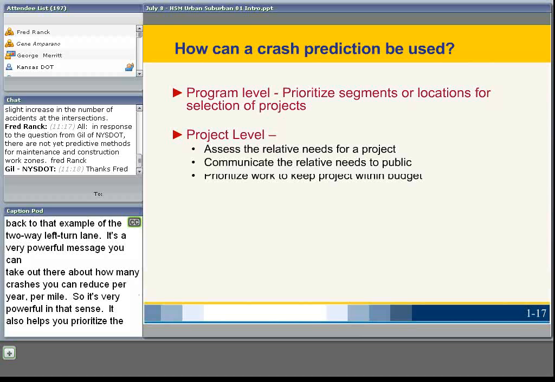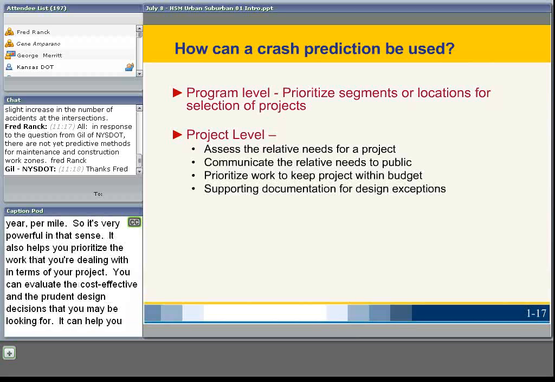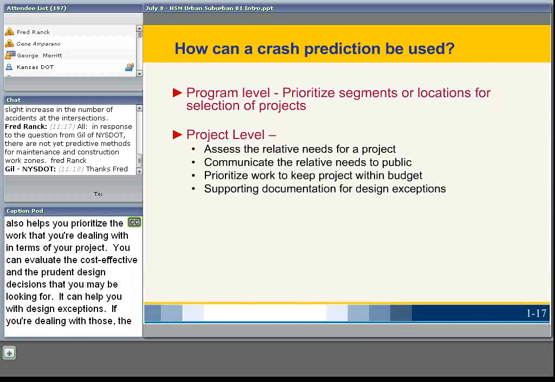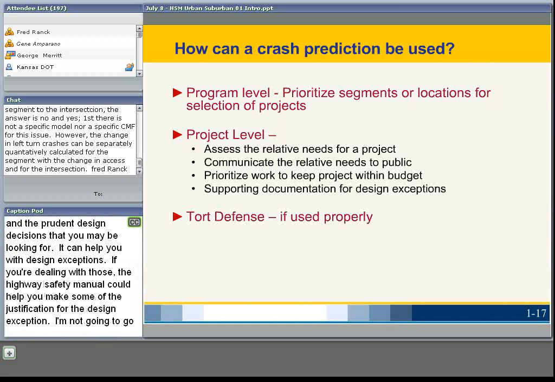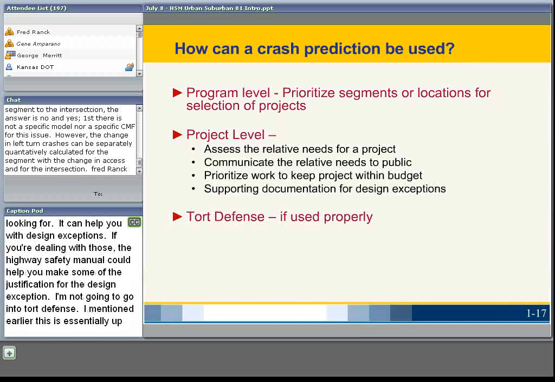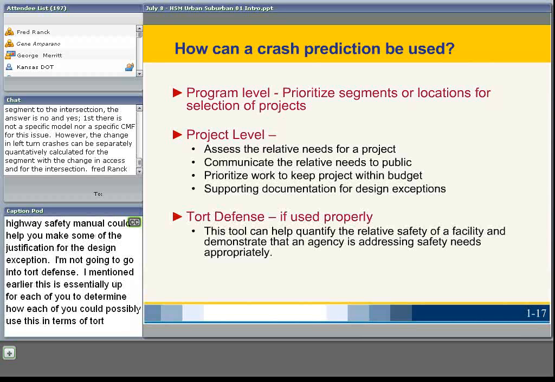And go back to that example, the two-way left turn lane. It's a very powerful message that you can take out there about how many crashes you can reduce per year, per mile. It also helps you prioritize the work that you're dealing with in your project. You can evaluate the cost-effective and prudent design decisions that you may be looking for. And it can also help with supporting your design exceptions. If you're dealing with a design exception, the Highway Safety Manual could help you make some of the justification for that design exception.